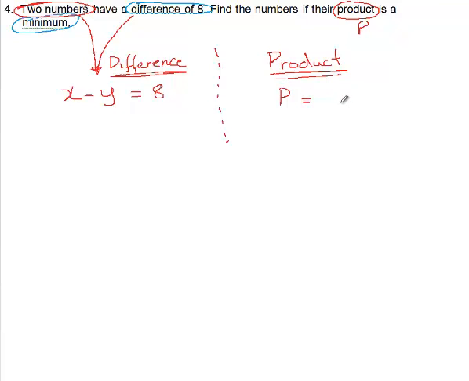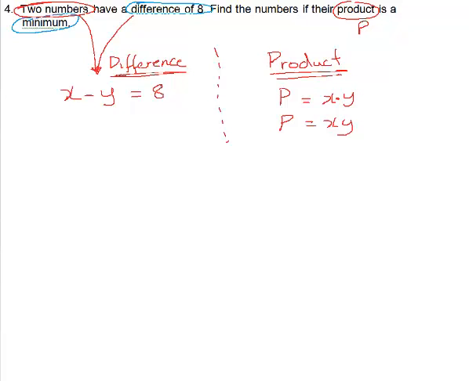Now what's our two numbers? X and Y. And product means to multiply. So it's just X times Y. Now some people put it in brackets, I just write it together like that. P equals XY. And when you write it together like that, it's understood to be times in the middle, right? So there's our two equations.